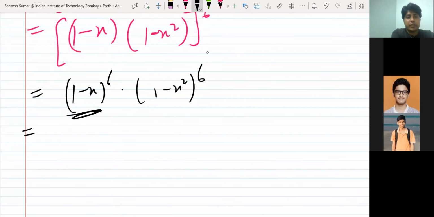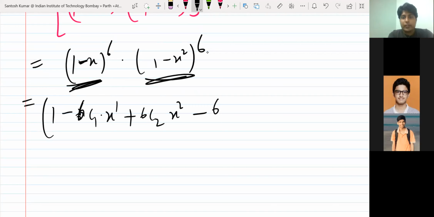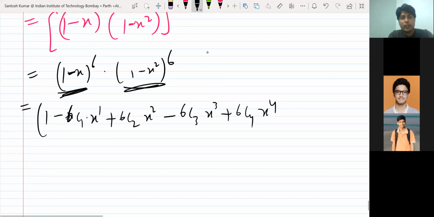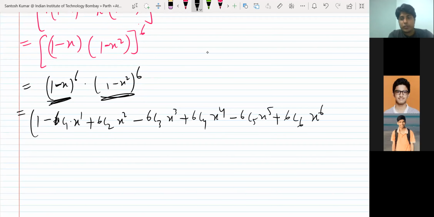Now you know how to expand this. This is binomial now, so we can expand it. If I expand it, it will be 6C0, x raised to power 0, then minus 6C1, x raised to power 1, plus 6C2, x raised to power 2, minus, so the sign will alternate due to this minus, 6C3, x raised to power 3, plus 6C4, x raised to power 4, minus 6C5, x raised to power 5, plus 6C6, x raised to power 6. This is the expansion of the first term.